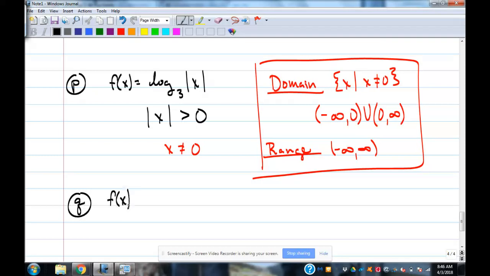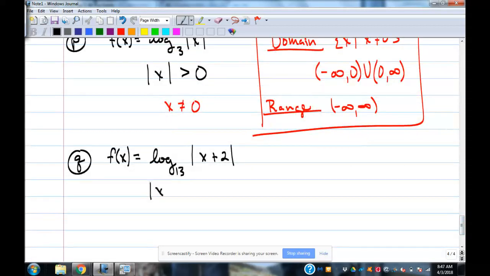So it's fun. All right, so it's log base 13. It doesn't really matter. Of the absolute value of x plus 2. So let's complicate that absolute value idea and make it a little bit bigger, a little more stuff in there. So we've got absolute value of x plus 2 in that. So again, we're looking for the domain and the range of this. So to find that domain, we need to know when is the absolute value of x plus 2 greater than 0.